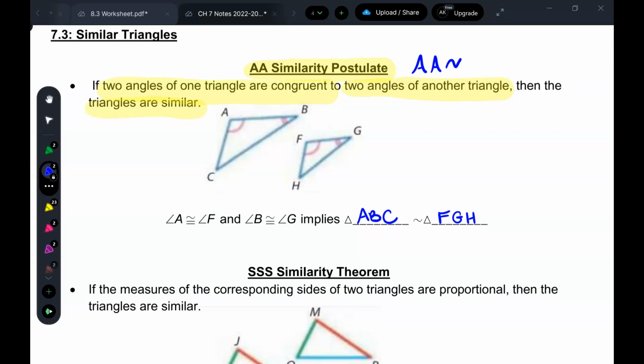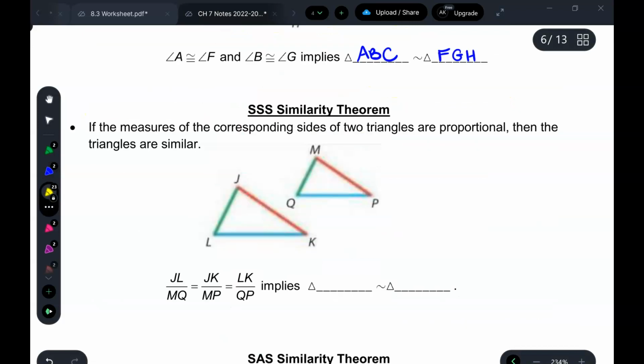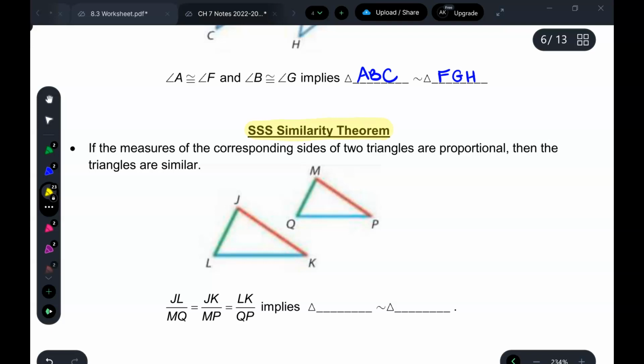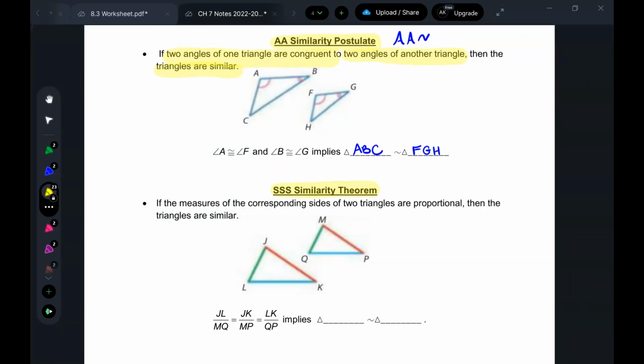Okay, our second theorem is side, side, side. We'll abbreviate it as side, side, side. Now remember, these are not congruent. What does it mean to be similar? They have to have the same shape, but not necessarily the same size. But what does it stand for? Side, side, side. So now the sides are not congruent. We say the corresponding sides have to be proportional. Proportional means they have to have the same ratio.